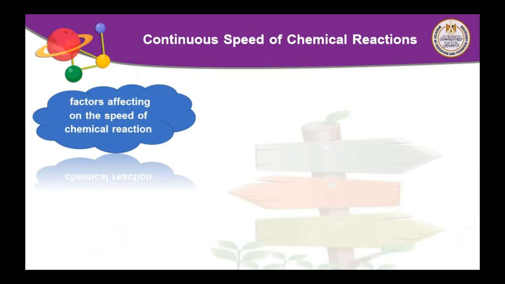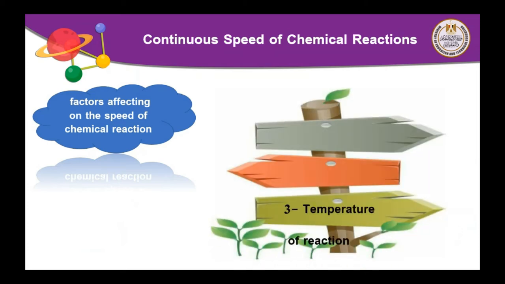Okay, let's see the second factor. So here we have the factors affecting the speed of the chemical reaction. Number 1, nature of reactant. Number 2, concentration of reactant. We know that by increasing the concentration of reactant, the number of molecules increases, and the number of collisions increases, so the speed of the chemical reaction increases.